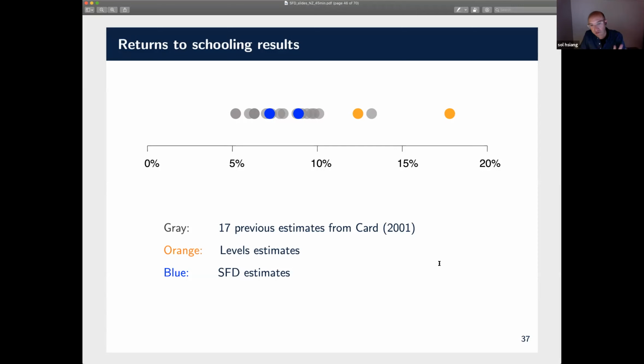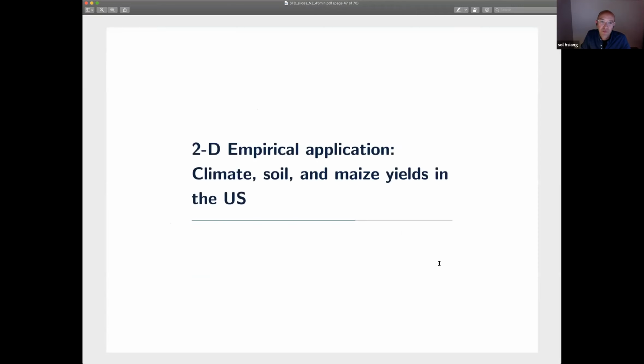Okay, so that's kind of a cute example. It's very simple. Now I want to show you something that's a little bit more complicated that might be closer to a more involved context for most research environments. So what we do here is we're trying to ask the question, what is the effect of long-term climate and soil on a single crop that's produced across the United States? Okay, so we're going to look at maize.